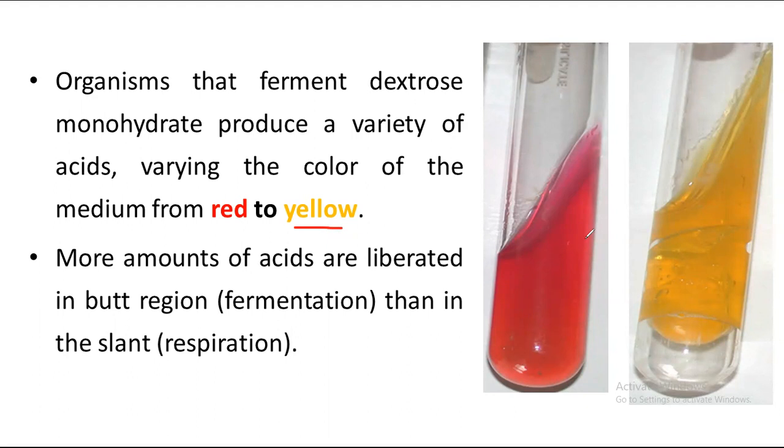Mostly the acid production is here in the butt region, because there is a lack of oxygen, so the microorganism mostly prefers fermentation. And here in the slant, respiration takes place, because there is a sufficient amount of oxygen. So in the butt, there will be more acid production with respect to the slant. Keep this principle in your mind.